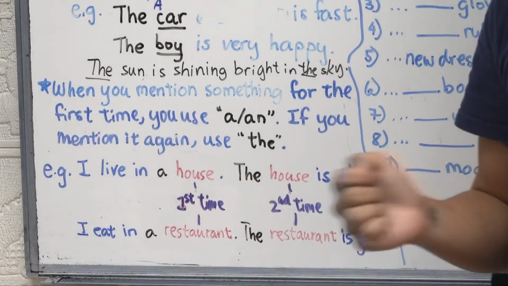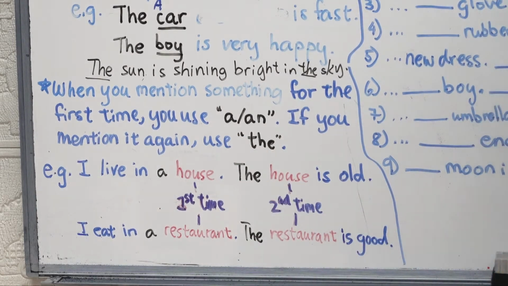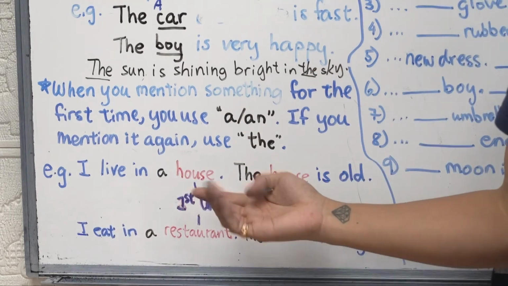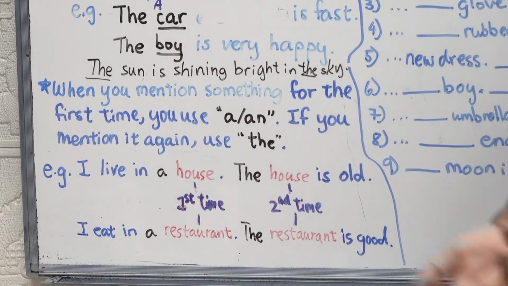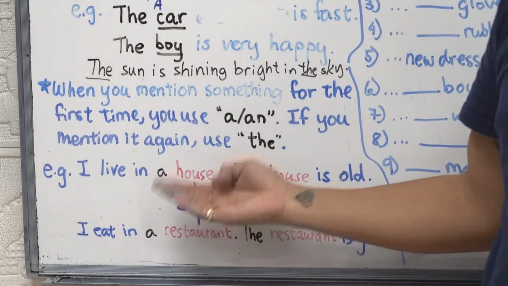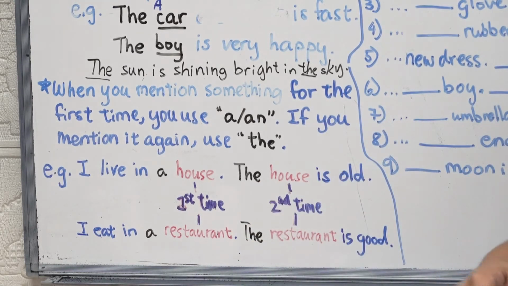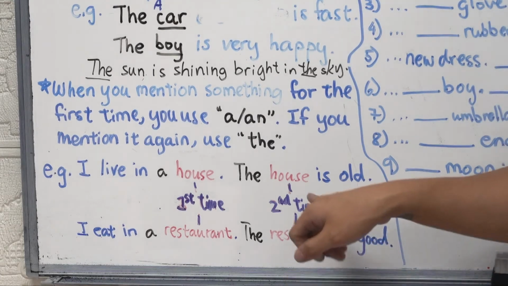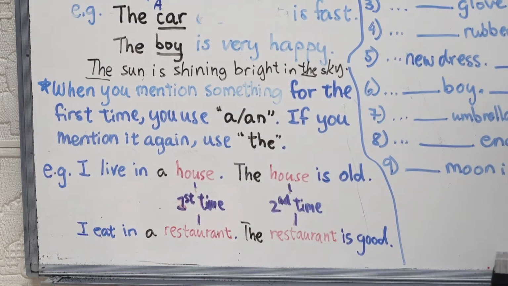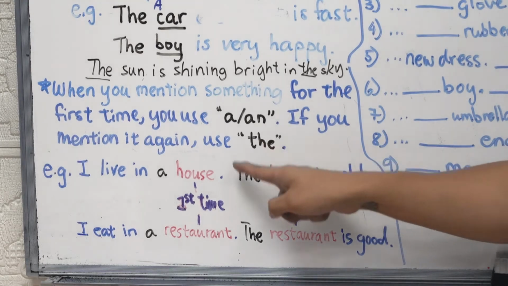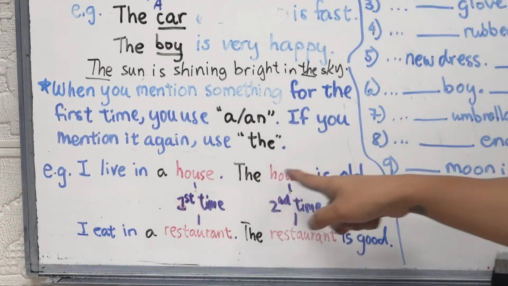Now, why do we say it like this? Because the first time we say it, I live in a house, the speaker, I, and the listener, you, don't know which house we're talking about. So I will introduce to you, I live in a house. This is the introduction. And then, when we use the for house the second time, we know that this house is the house that I've mentioned already. So the listener, you, and the speaker, me, know that the house is the house that I live in. So the second time we will say the house is old.